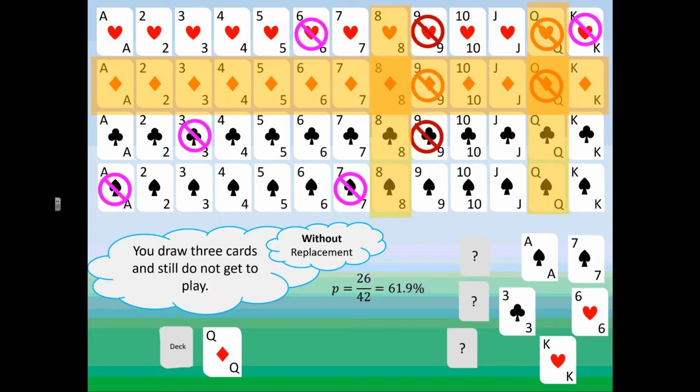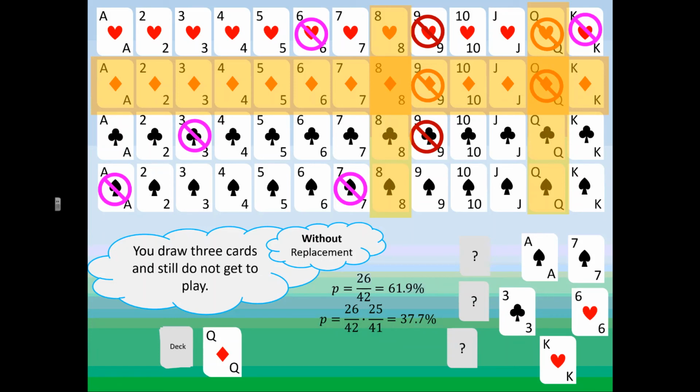62%. If we take a look and we count all of those white cards that are not crossed out, that's 26 cards. Now, the 42 comes from all of the cards in the deck that are not crossed out. We've crossed out a whole bunch of cards either because they've been played or because we have them in our hand. So we're no longer working with the 52 cards in the deck, we're only working with 42 cards. And the white cards are 26.